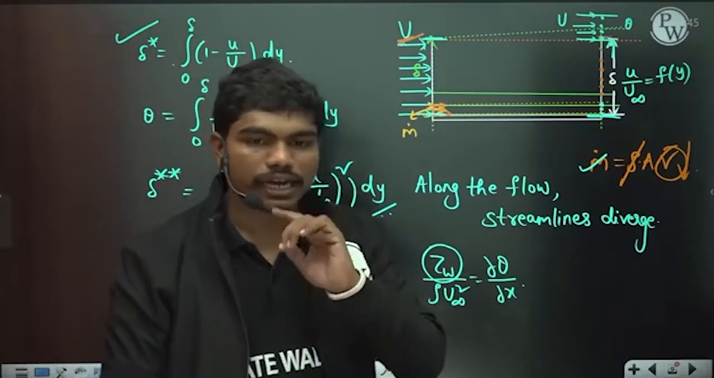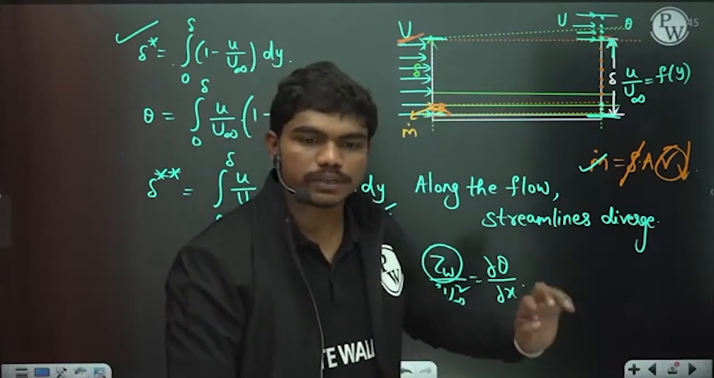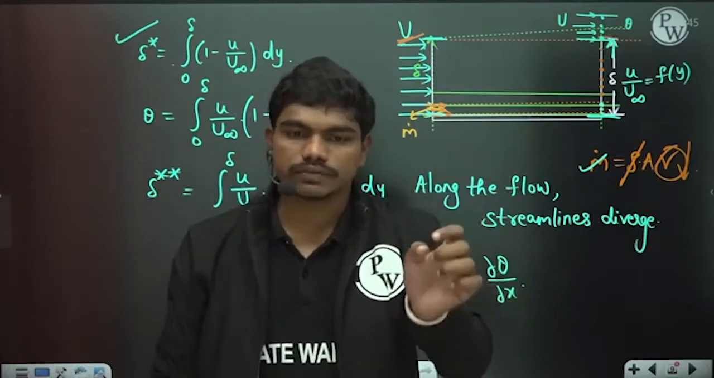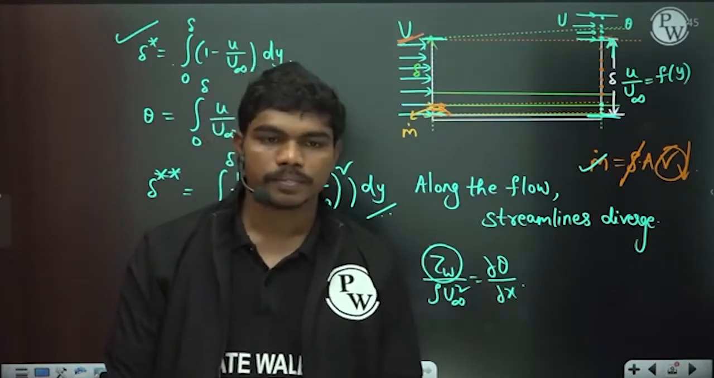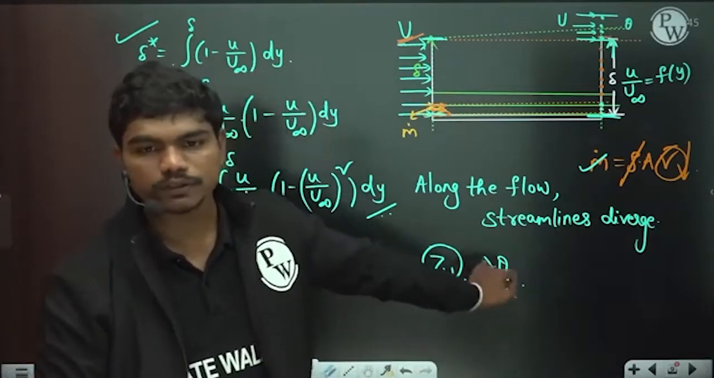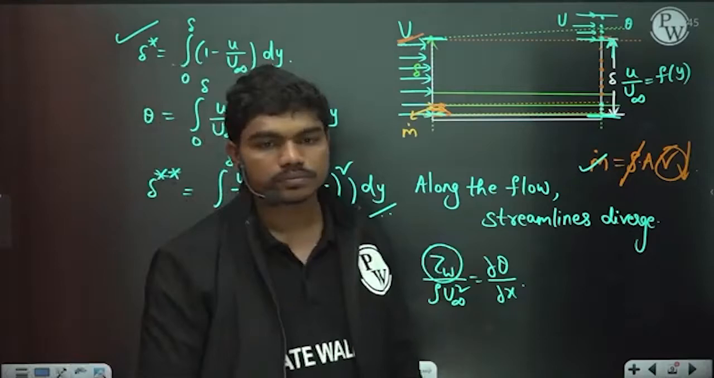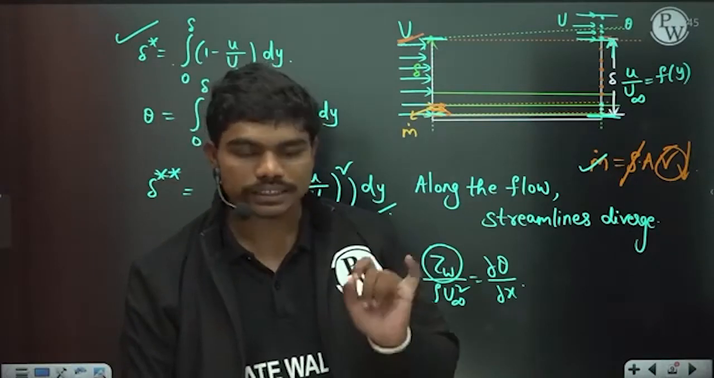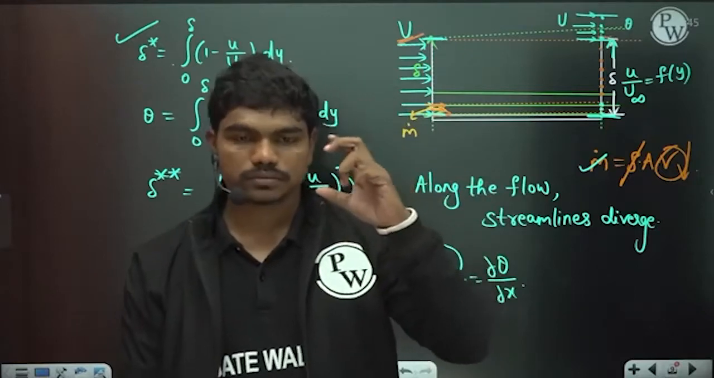If you had thought, you would have got the answer. Why are tau w and theta related? Why not delta star or delta double star? Because theta is the momentum thickness for the flow. Clear? That's the reason. The rate of change of momentum thickness is given by tau w by rho u infinity square. So did you all understand what is delta, what is displacement thickness, similarly what is momentum thickness, and what is energy thickness?